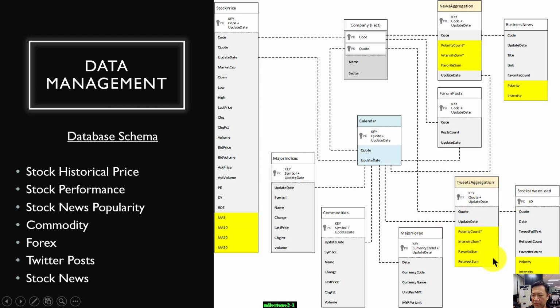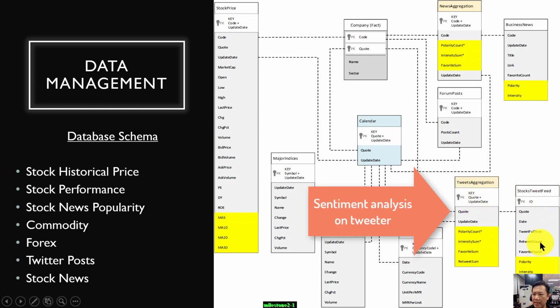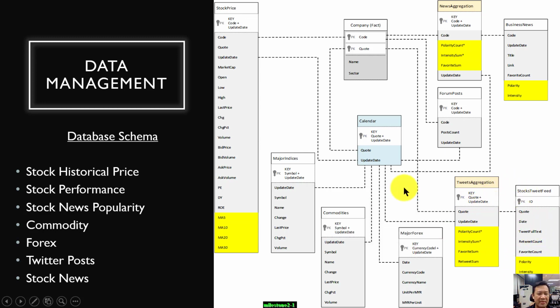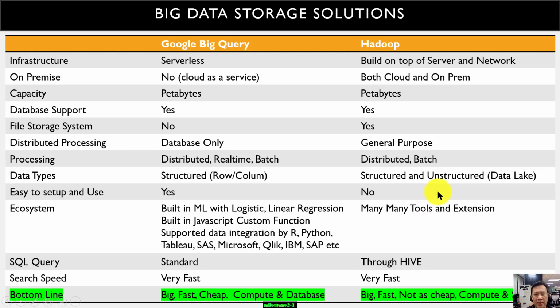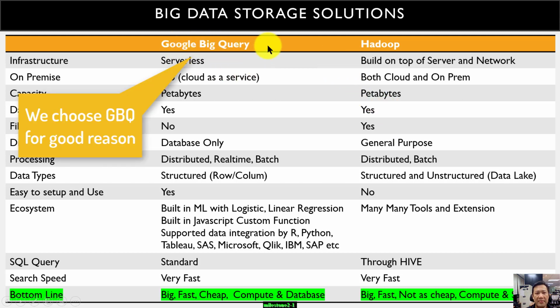And daily, we also track what people have been discussing on each of the stocks on Twitter. So this basically forms our database schema. We evaluated two database storage systems. We've chosen Google BigQuery over Hadoop for some good reasons.